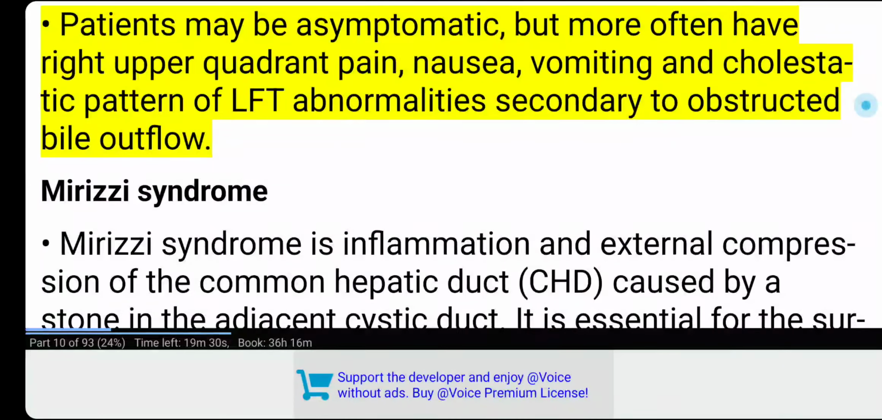Patients may be asymptomatic, but more often have right upper quadrant pain, nausea, vomiting and a cholestatic pattern of LFT abnormalities secondary to obstructed bile outflow.